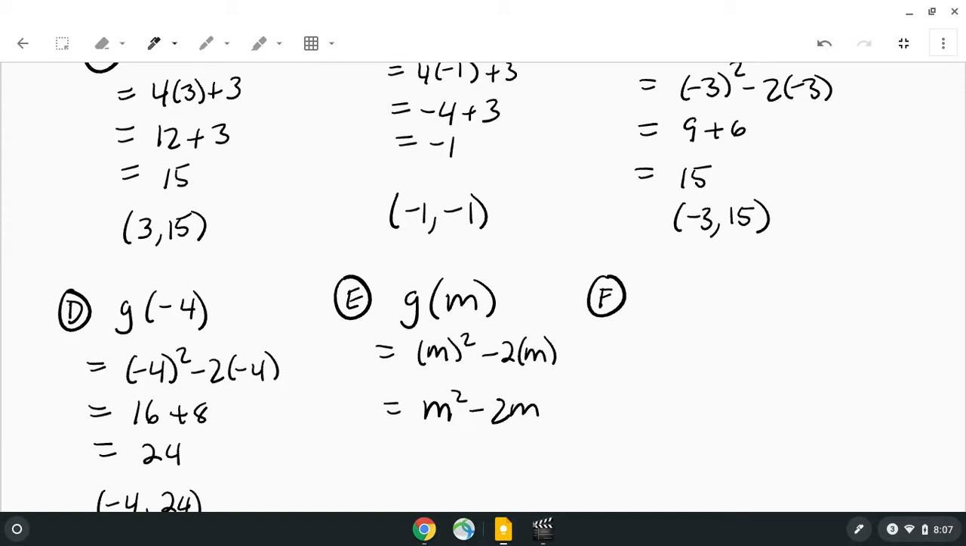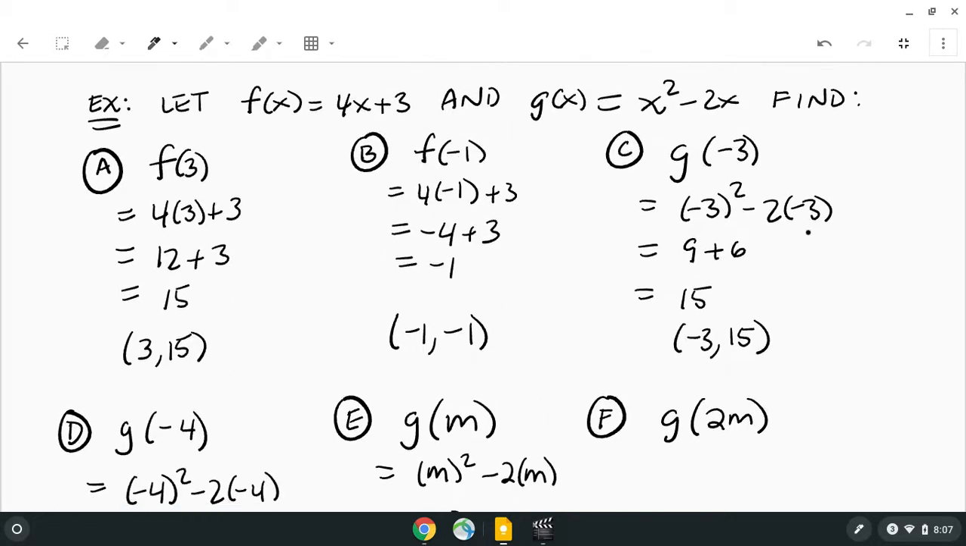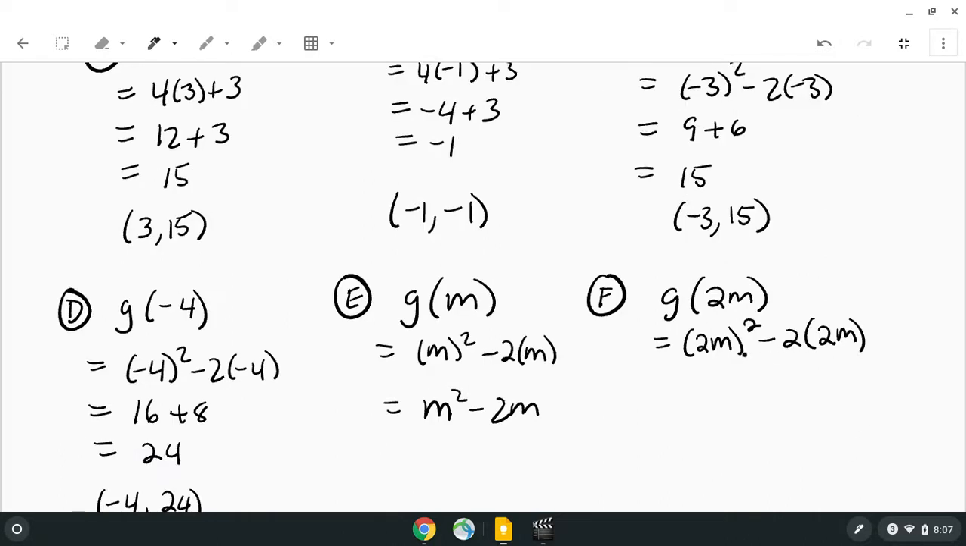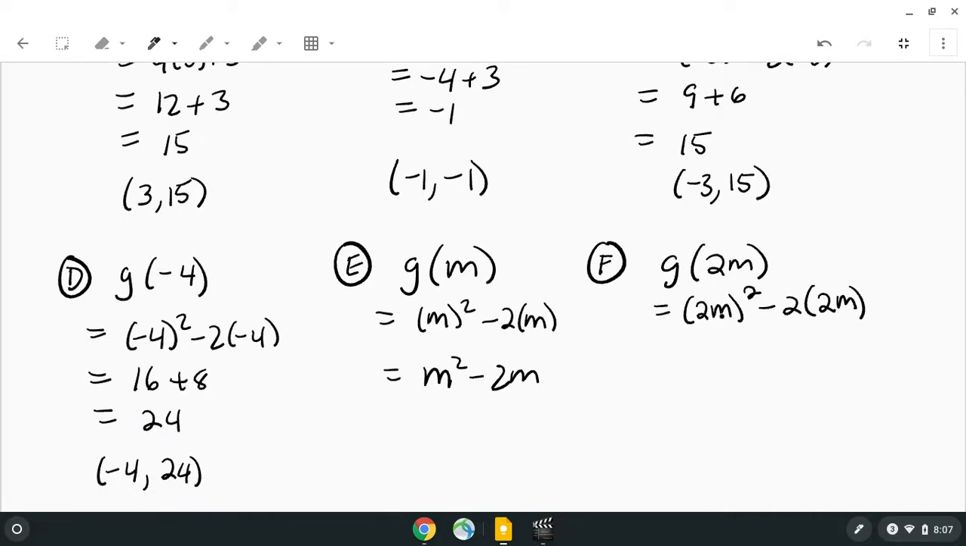What if I said find g of 2m? That's a little more exciting. So we have to replace all of the x's with 2m. Okay, so let's go ahead and do that. 2m squared minus 2 times 2m. And this we could actually simplify a little bit more. So let's go ahead and square this. 2m times 2m is 4m squared. And here we get negative 4m.